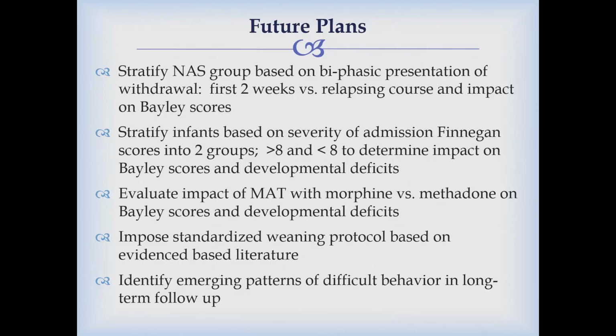We think we should start to stratify infants based on the severity of their admission Finnegan scales into two groups, those whose scores are less than 8 and those greater than 8, and compare that with their Bailey scores. We should evaluate the impact of treatment with morphine versus methadone on Bailey scores. We should continue to impose standardized weaning protocols based on evidence-based literature. And we should identify emerging patterns of difficult behavior or visual issues in long-term follow-up.